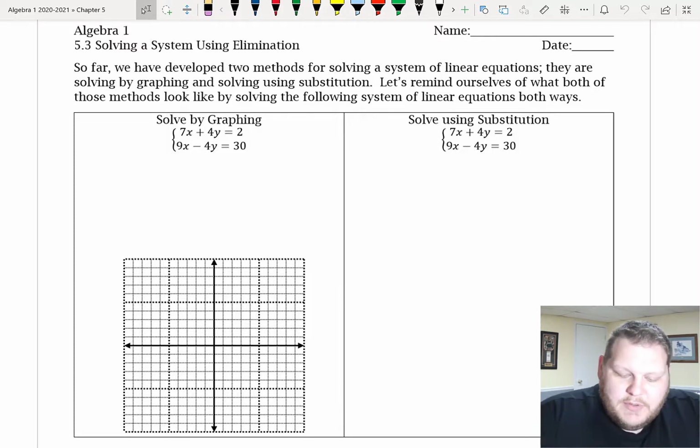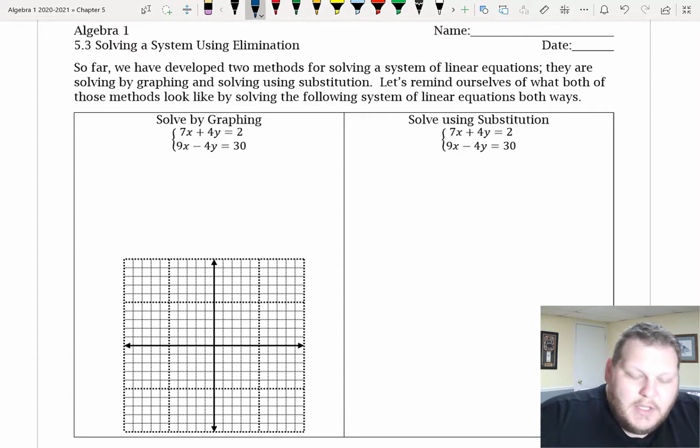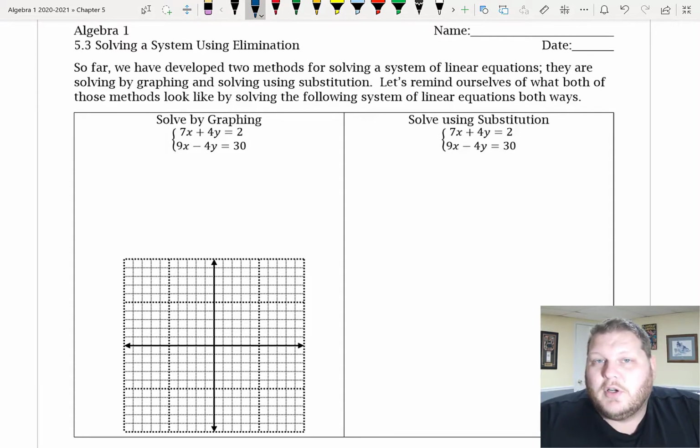So I'm going to do the same problem here, the same system: 7x plus 4y equals 2, and 9x minus 4y equals 30. So let's do a quick little recap. Let's solve by graphing first. For solve by graphing, again, we're going to graph each of these two lines, just like we did back in chapter 3. And then wherever those two lines intersect is going to be our solution to the problem.